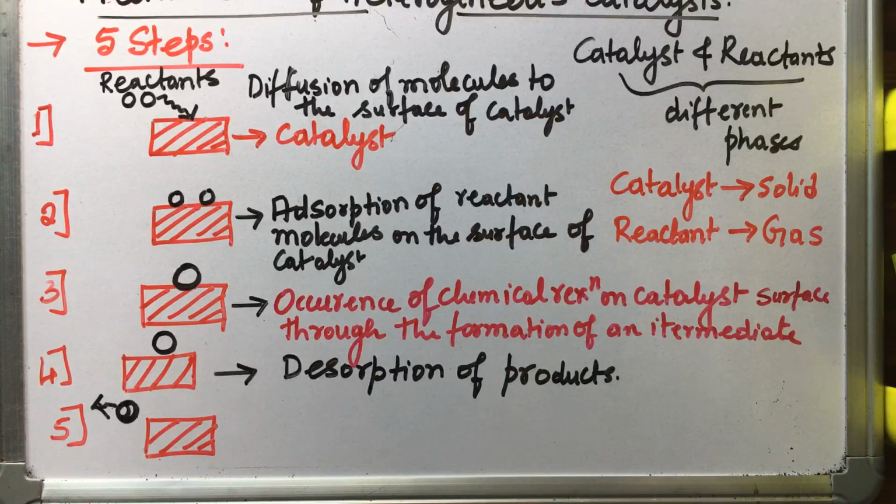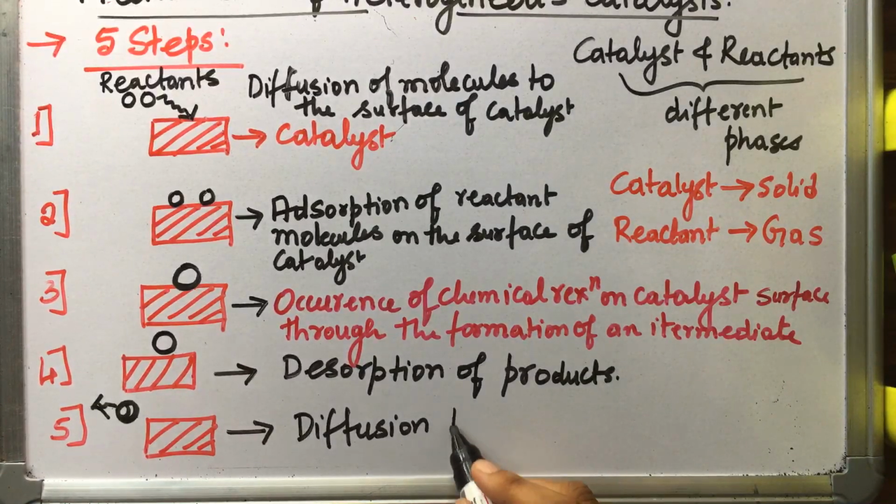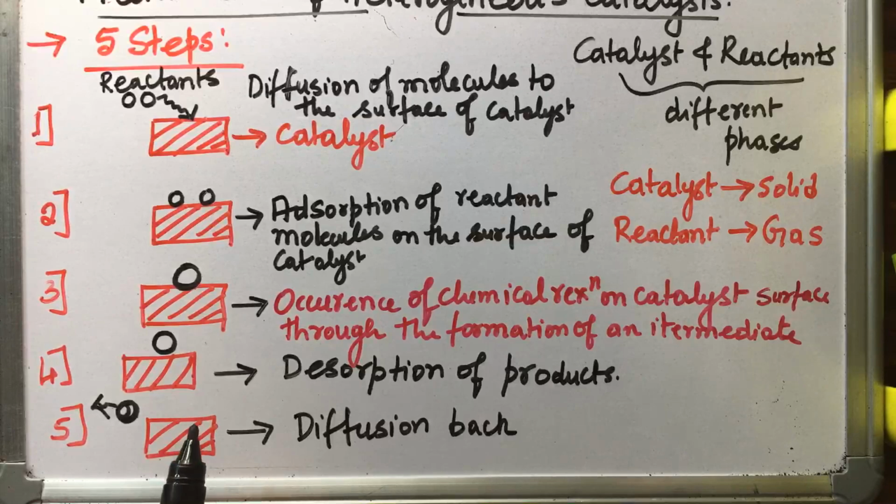So now what is step number 5? Step number 5 is diffusion back. What does diffusion back mean? Diffusion back of the product formed from the surface of the catalyst. Once it gets disrupted, then it has to move away so that it makes the catalyst surface free for the further reactant molecules to come and so as to give back the products. I think, students, the point is very clear.